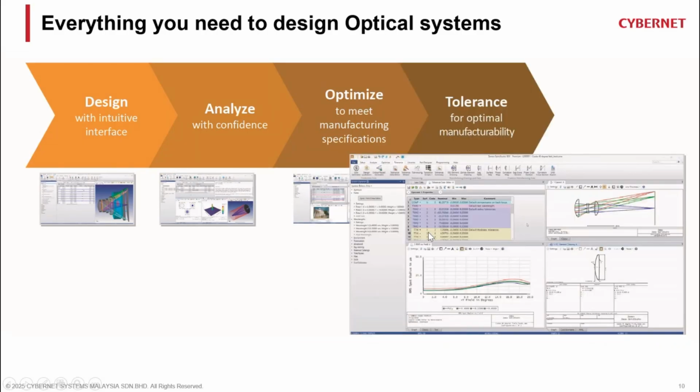The next will be the tolerancing analysis. Before we send for manufacturing, we need to consider the tolerancing, for example, the misalignment, or the material having some degradation, or some offset during assembly. All this we must consider in the design when we come to manufacturing.